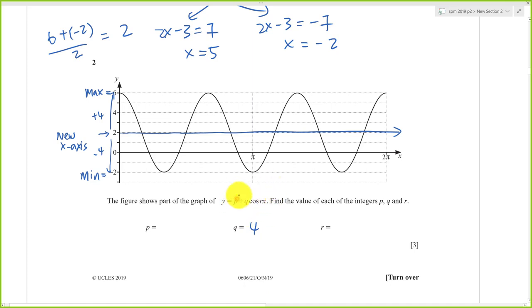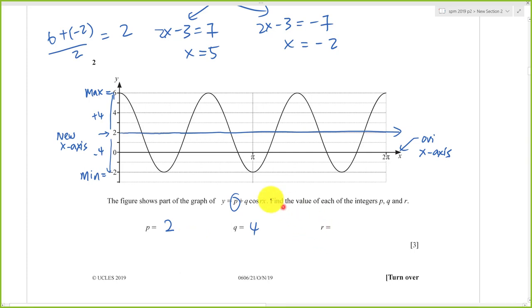Okay, what is the P value? The P value is from your original x-axis to the new x-axis: how many units it is shifted up or down. Obviously you can see the original x-axis is 0, and it moved to positive 2. So it goes up 2 units, which is positive 2, but we don't write the positive. But if it goes down 2 units, you have to write a negative.